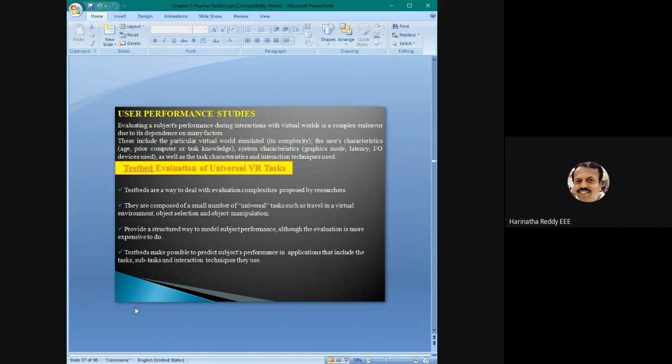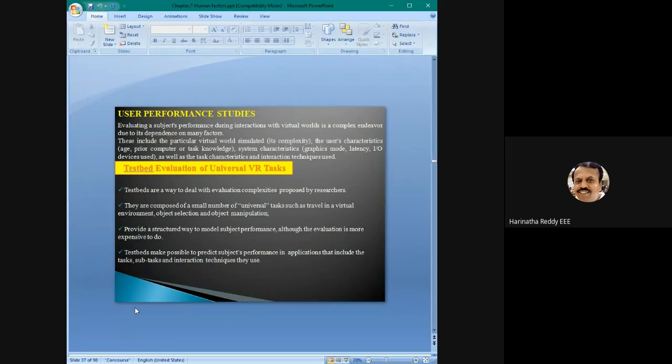This particular test bed evaluation always gives us a structured way to model the subject performance, although the evaluation is more expensive to do. So in order to model the subject performance, a structured way is provided, especially in the test bed evaluation. A structured way means nothing but a procedure, or step-by-step points for conducting that particular experiment.